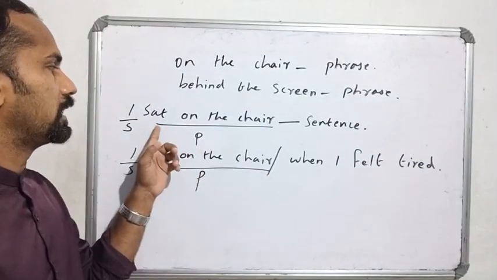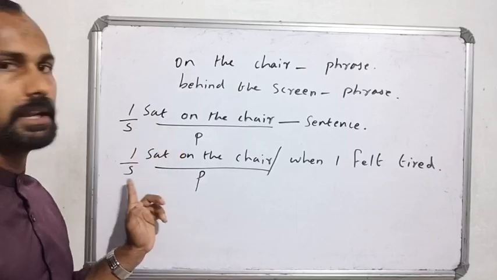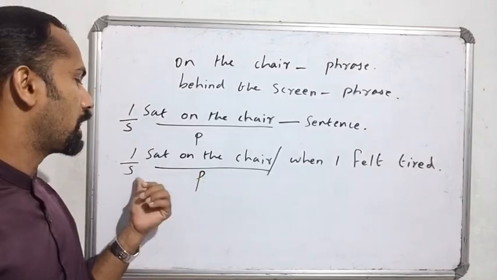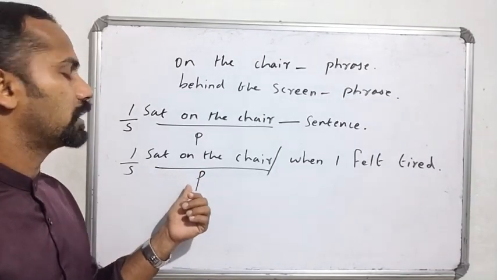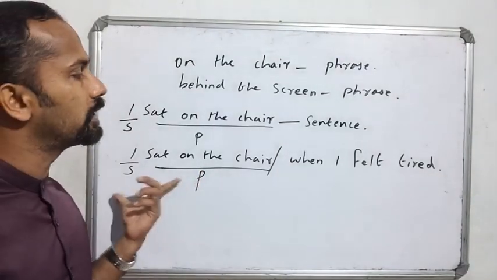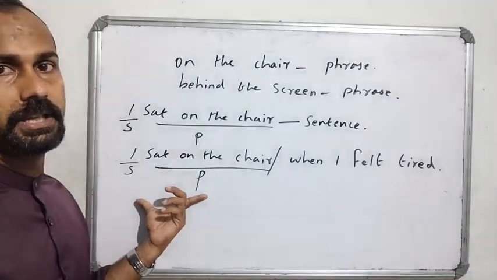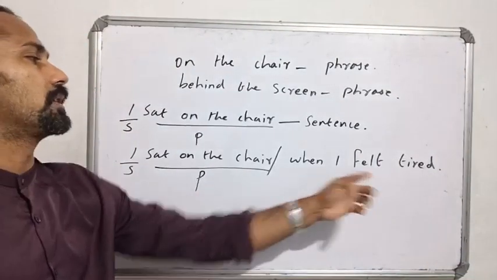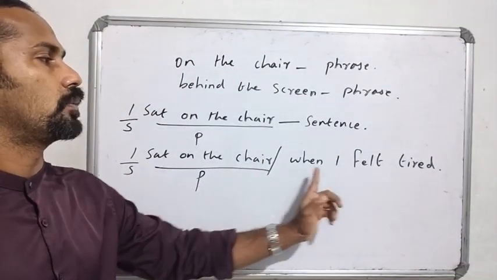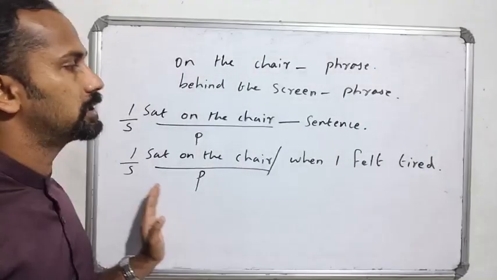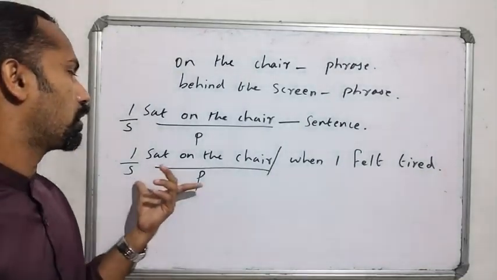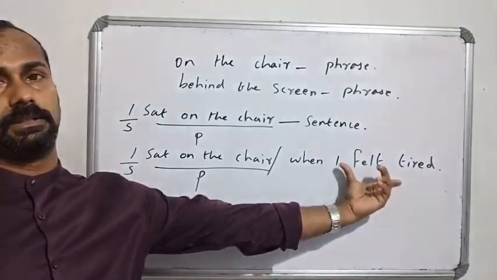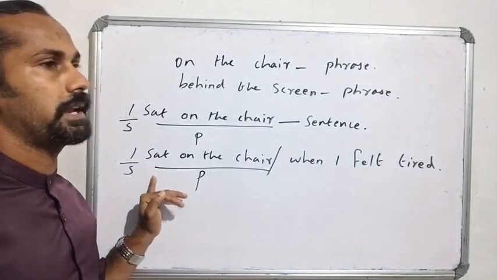And all the things that were in the sentence are here also. I is the subject here and sat on the chair is the predicate here. Everything is there. But can we call it a sentence? No, we cannot call it a sentence, because the complete one is the sentence. I sat on the chair when I felt tired is a sentence. But we cannot call I sat on the chair a sentence when it becomes a part of this full sentence.